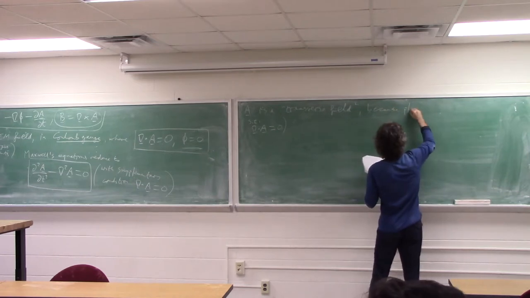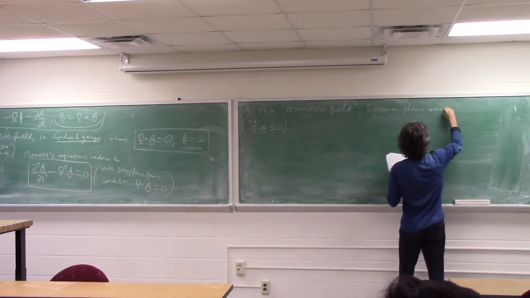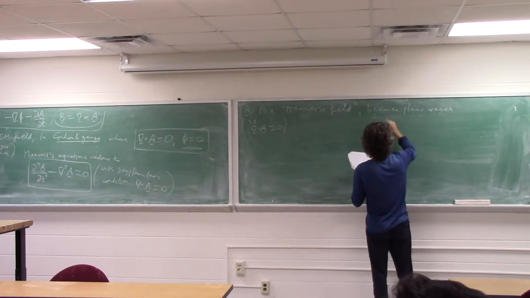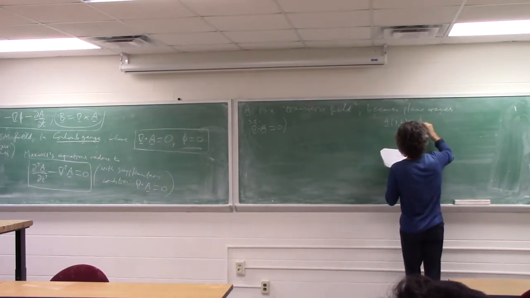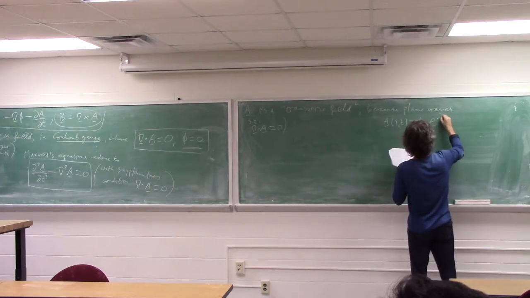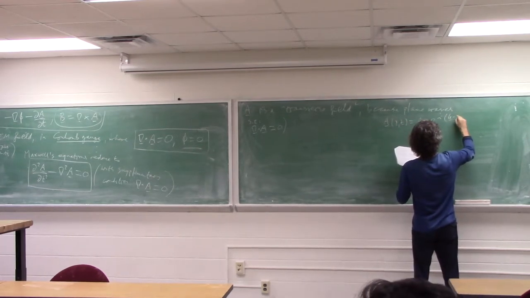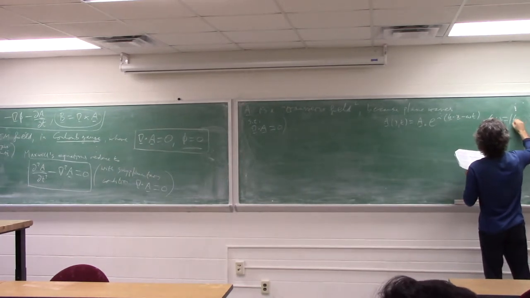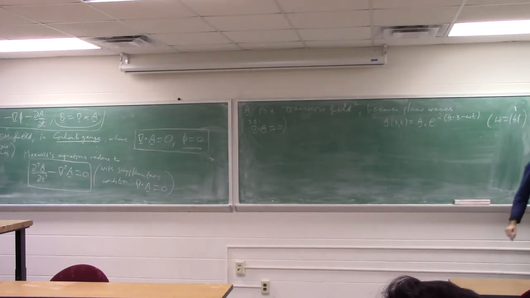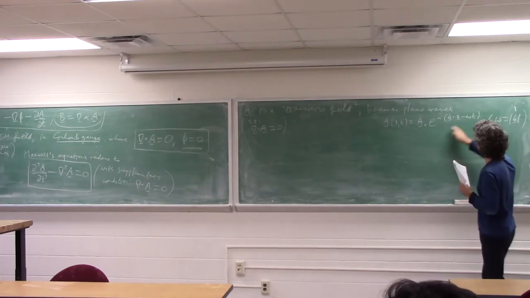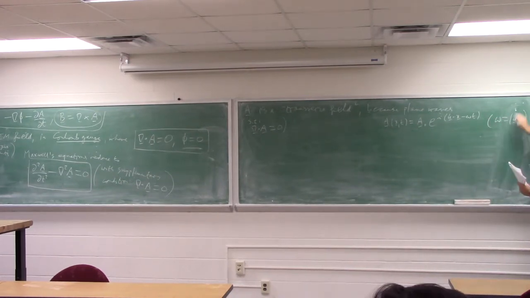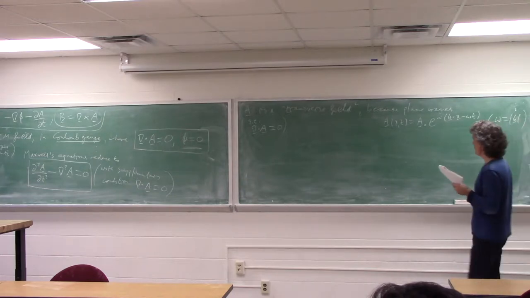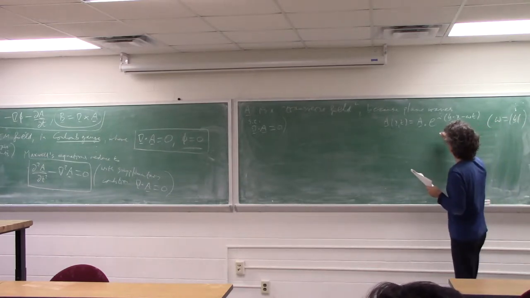Plane wave states: if I have a solution that's a plane wave, then we've got e^{i(k·x − ωt)}, where ω is the magnitude of k. You can easily check that in order for this to solve the wave equation, ω has to equal the magnitude of k. So this is a solution of the wave equation.